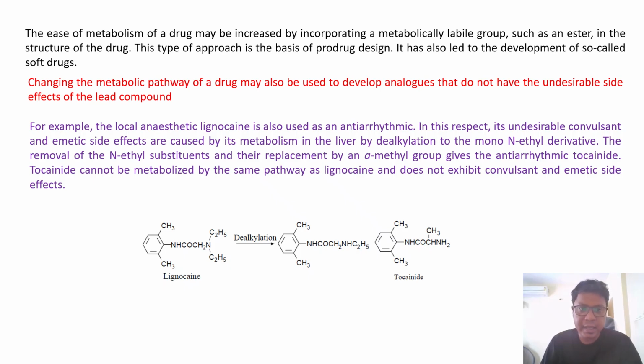For example, the local anesthetic lignocaine is used as an antiarrhythmic. In this respect, undesirable convulsant and emetic side effects are caused by its metabolism in the liver by dealkylation to the mono-N-ethyl derivative. The removal of the N-ethyl substituents and their replacement by an alpha-methyl group gives the antiarrhythmic tocainide. Tocainide cannot be metabolized by the same pathway as lignocaine and does not exhibit convulsant and emetic side effects. So this is the overall reaction that happens.